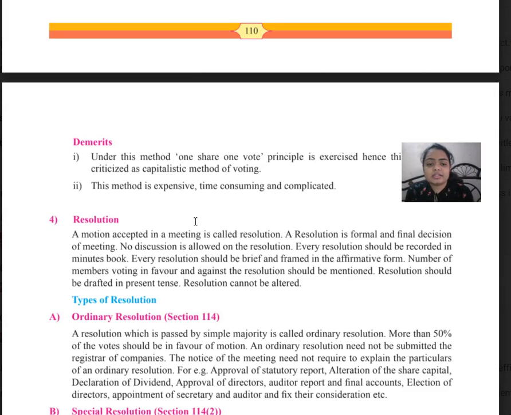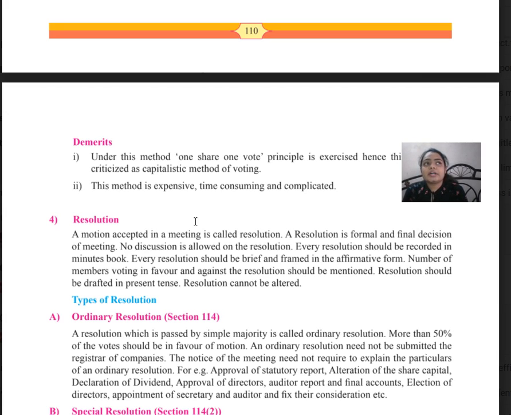So in the last class we were studying about voting. Now we shall be starting about resolution. Now what do you mean by a resolution? Once a motion is accepted in the meeting, it is called a resolution. And a resolution is a formal and final decision of the meeting.